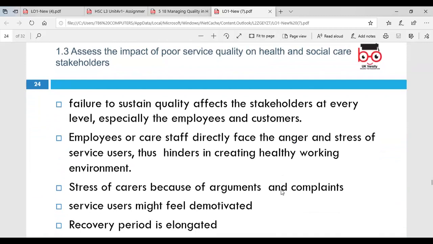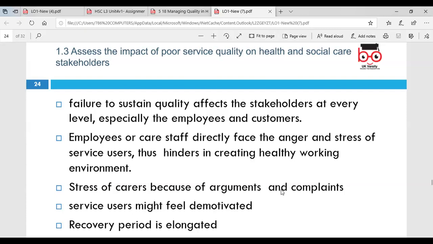And then we come to the component of assessing the impact of poor service quality on health and social care stakeholders. So we touched upon this a bit initially in one of the initial slides. If there's failure to sustain quality, it affects the stakeholders. This is at every level. And this is not just the patients themselves, but it also involves the employees and the others who are involved. So it may be customers like family members of service users, or family members of the patients who would also be impacted, obviously. Employees or care staff directly face the anger and stress of service users. So this makes a problem in creating a healthy working environment.